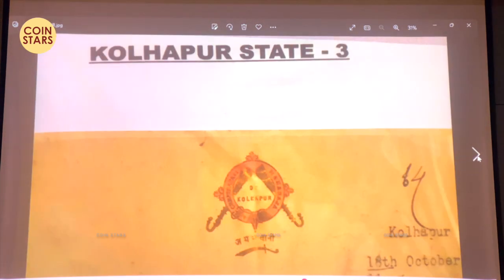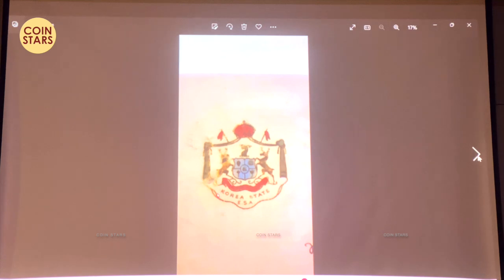Next, this is Kolhapur, Jai Bhavani. Can you tell me what this instrument is called? This is a wind instrument which is blown. Yes, there are many here. Next, this is a Korea State, Eastern State Agency, and now in Orissa.